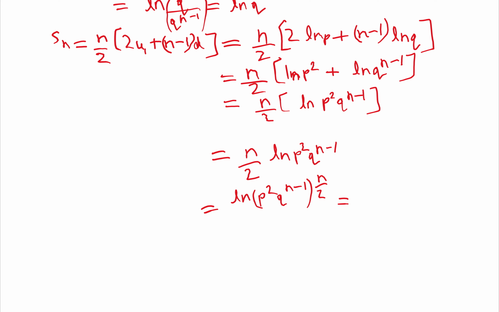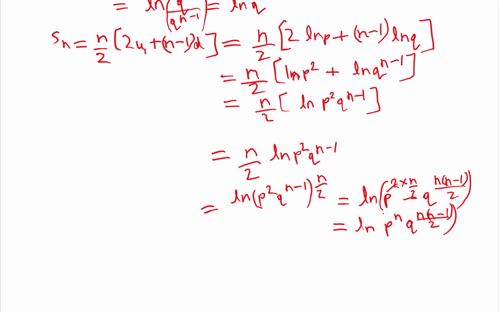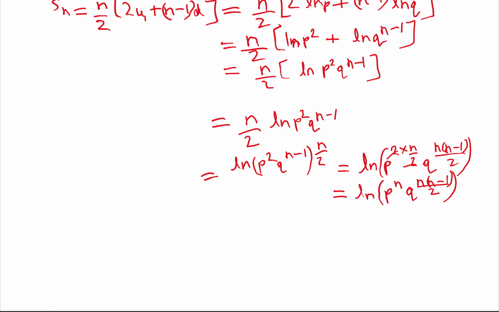Now let's distribute the power. So this is ln of p to the power 2 times n upon 2, q to the power n minus 1 upon 2, and this will be equal to ln, we can cancel the 2, p to the power n q to the power n minus 1 upon 2. So this right here is the answer to part C, and we have solved this question.